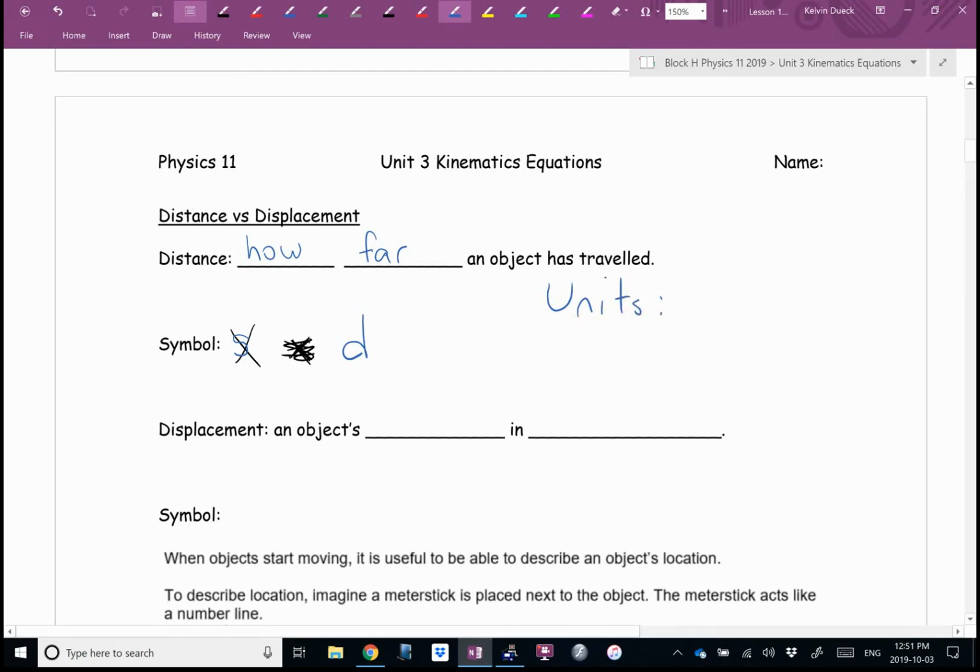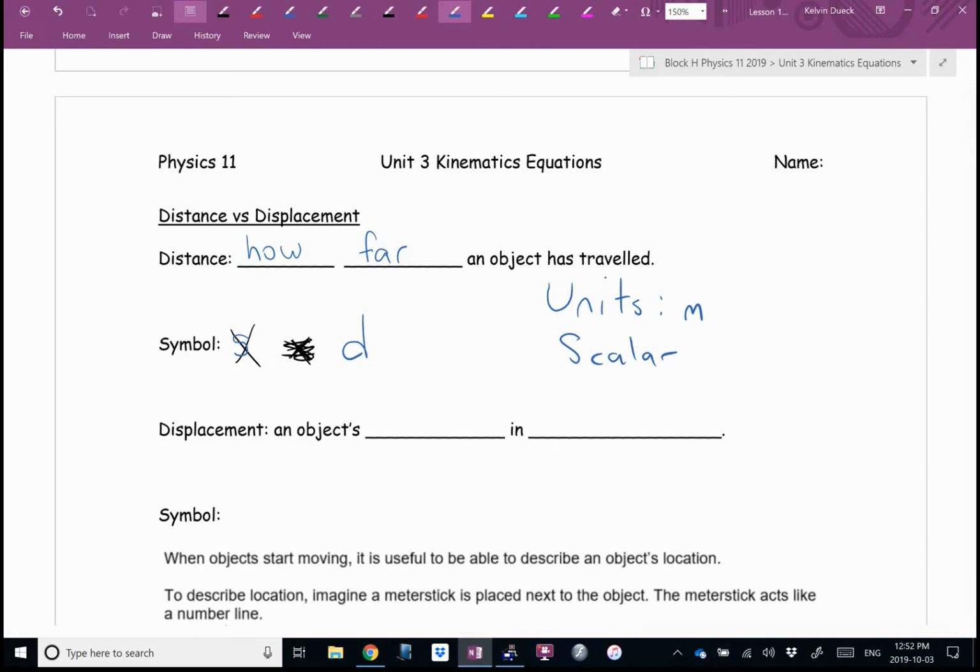What are the units for distance? Does anybody remember what our fundamental SI unit for length or distance is? Meters. Like I told you, anytime I introduce something new to you, I'm going to give you the symbol, the units, and then I'll tell you whether it's a scalar or a vector. Scalar.